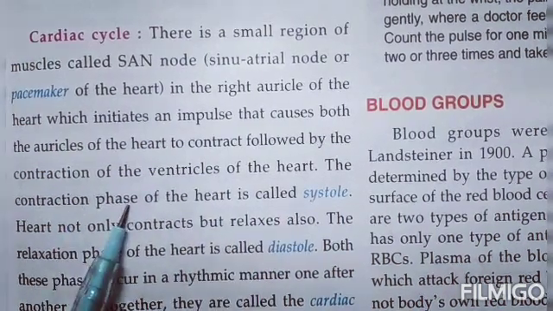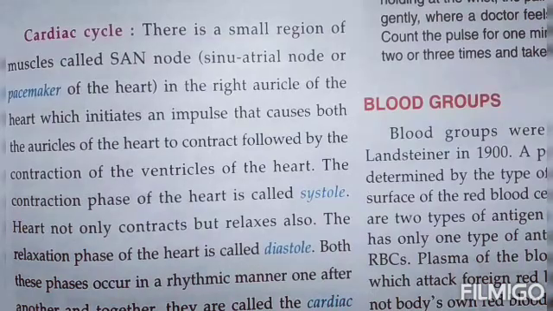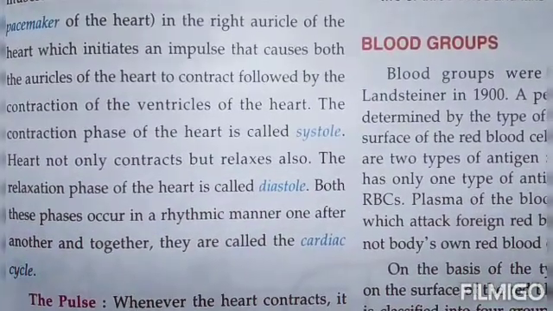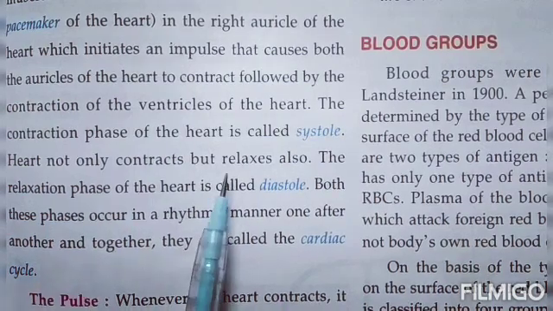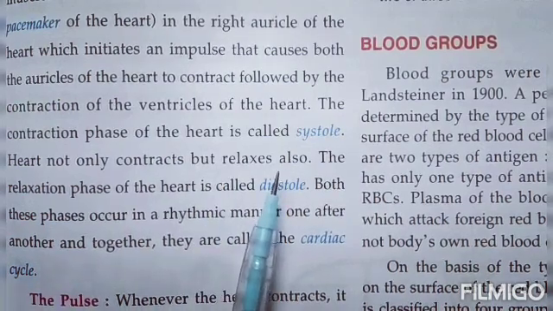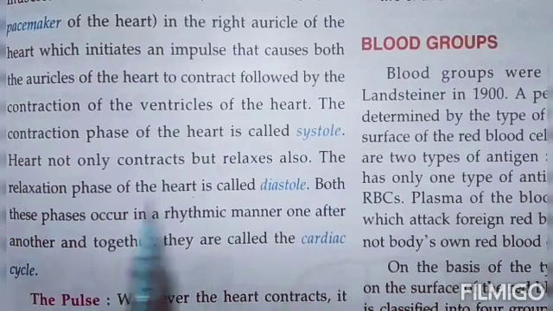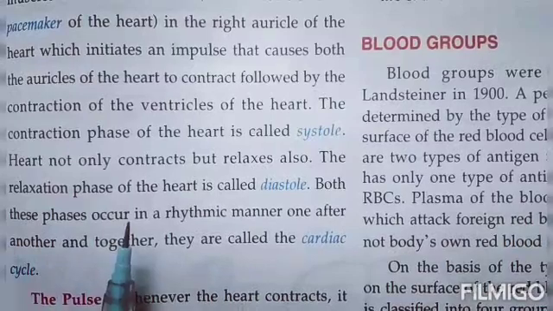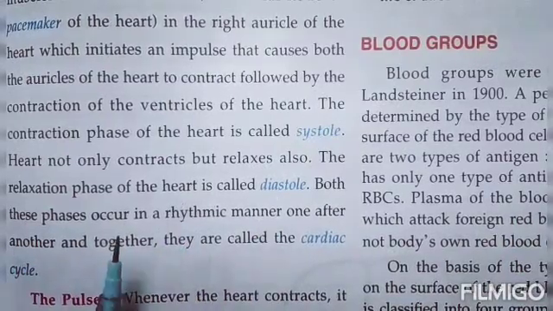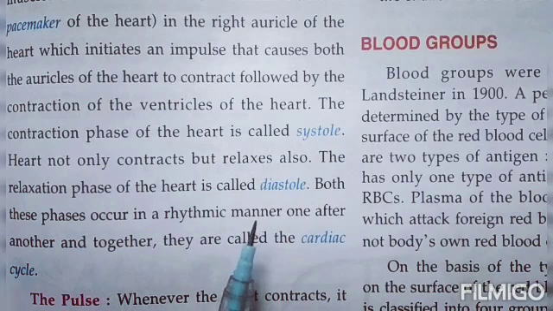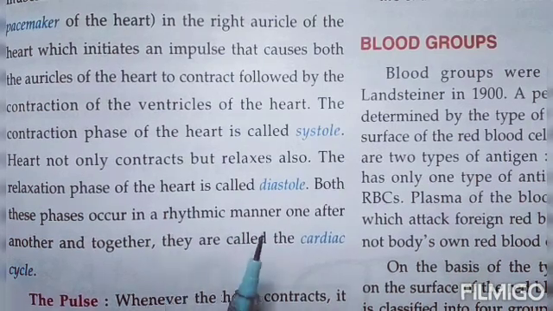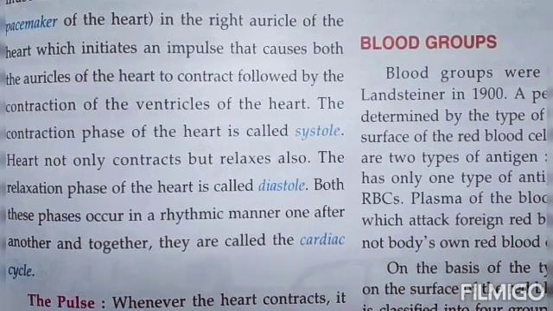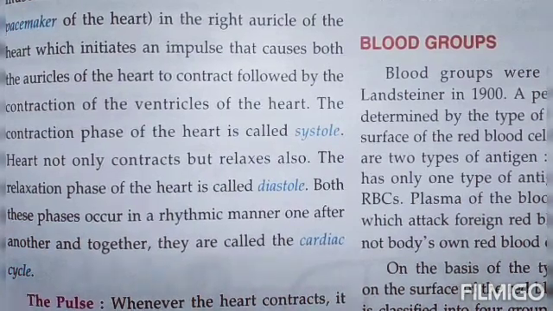The contraction phase of the heart is called systole. I told you right now, children, that the contraction phase of the heart is called systole. The heart not only contracts but it will relax also. The relaxation phase is called the diastole. Both these phases of diastole and systole occur in a rhythmic manner, that is one after another, and together what are they known as? Together they are known as the cardiac cycle.